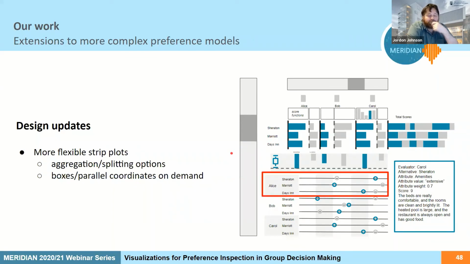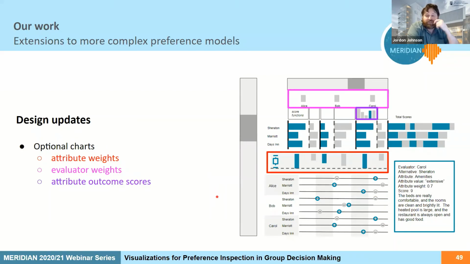Similarly, since we're dealing with more dimensions now, if we're dealing with strip plots, we're going to have a number of different circles for whatever the third dimension is. And so having more flexible strip plots that allow the user to decide to aggregate or split that third dimension, so that you can look at things in an aggregated way or in a more detailed way. And being able to augment these strip plots with boxes for distributions or parallel coordinates on demand.